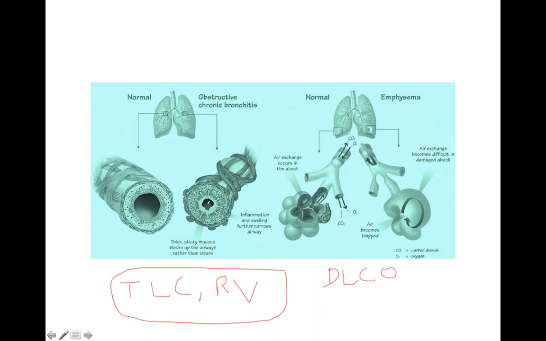In chronic bronchitis, there is goblet cell hyperplasia, so the pathology lies in the terminal bronchioles. In emphysema, it is distal to the terminal bronchioles, in the respiratory bronchioles.